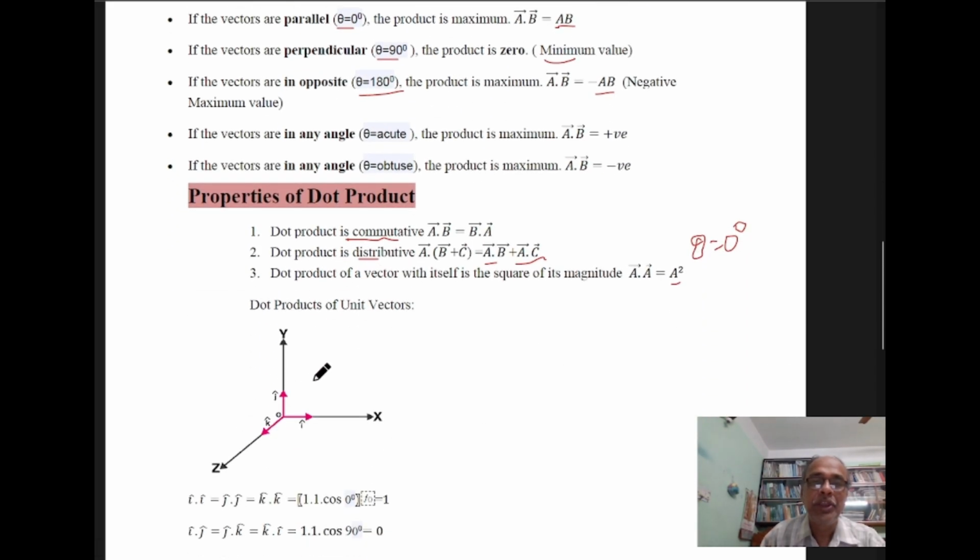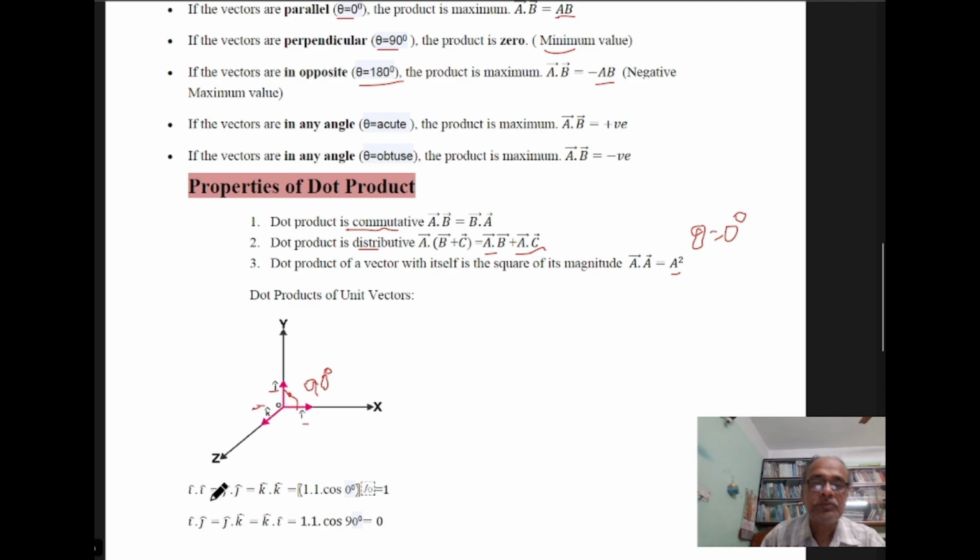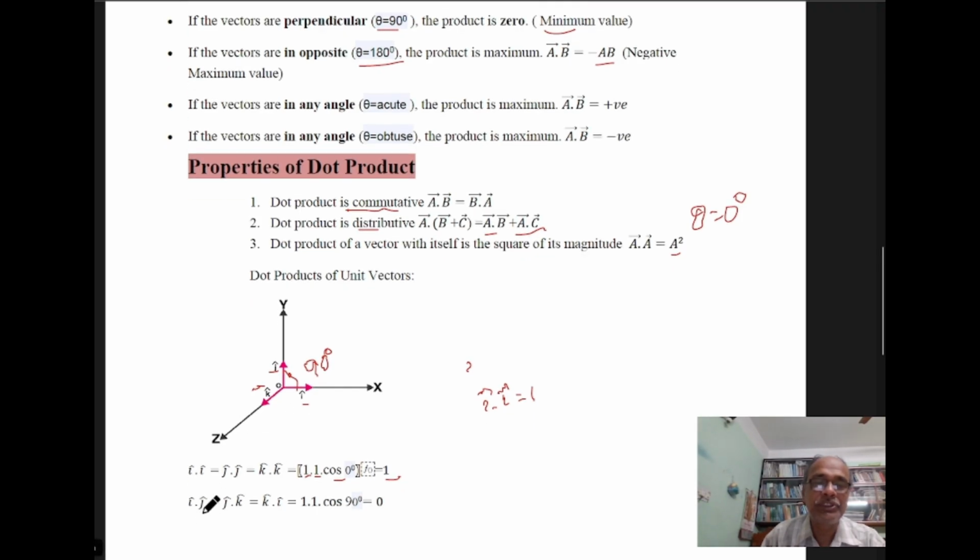In case of unit vectors, let i, j, k be the unit vectors along the x axis, y axis and z axis, and the angle between them equals 90 degrees. So what is the value? i dot i equals 1 into 1 cos 0 degrees, that equals 1. Okay, so the dot product of a unit vector with itself is always 1. And if you take i dot j, that means the angle is 90 degrees, so it will be 0. So i dot j equals 0, j dot k equals 0, k dot i equals 0.